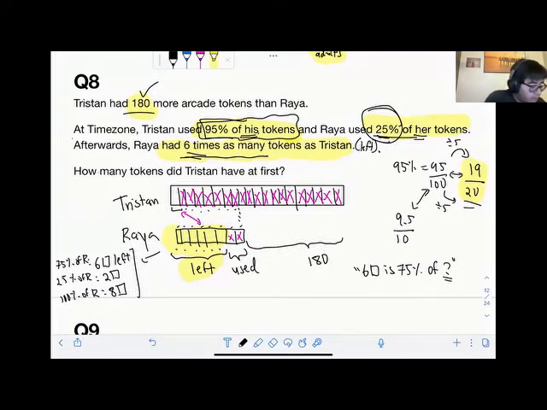So now all the information is in, no? And so si Tristan has 20 boxes all in all. Si Raya has 8 boxes all in all. Ibig sabihin, yung difference nila, yung 180 na to, will represent how many boxes? Wait for the chat.